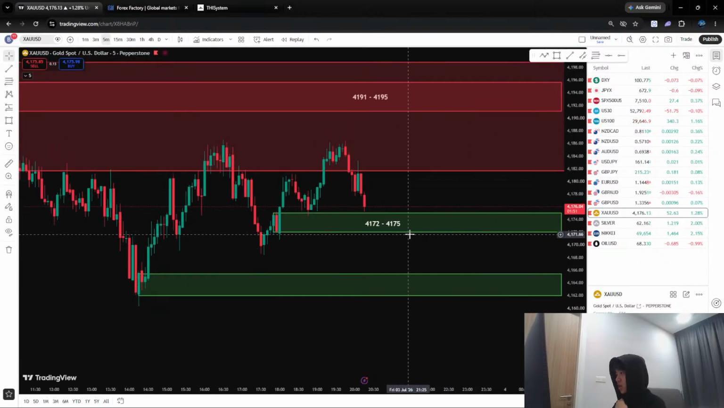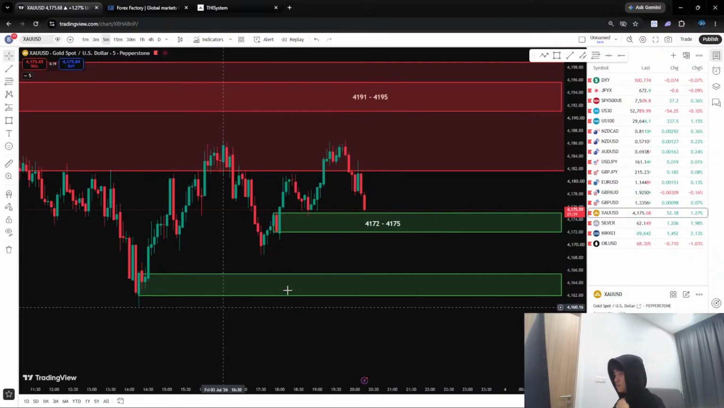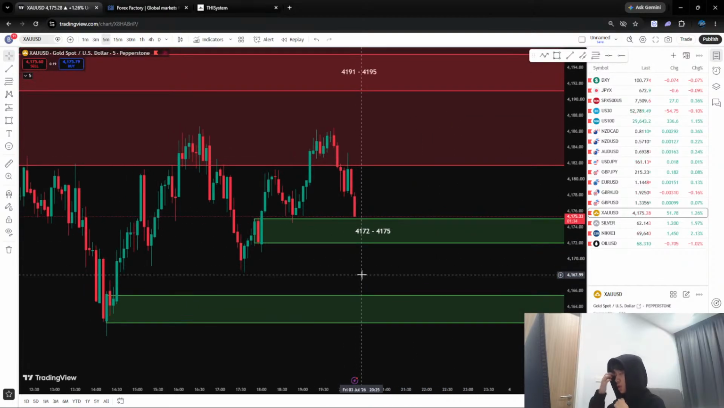All right, let's see if this area will be able to do a buy. Let's see if we can do this buy area right here. All right, price is still rejecting heavily.